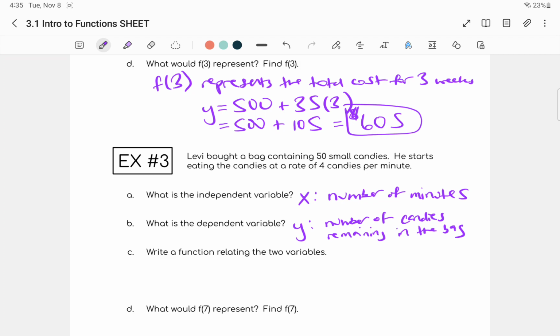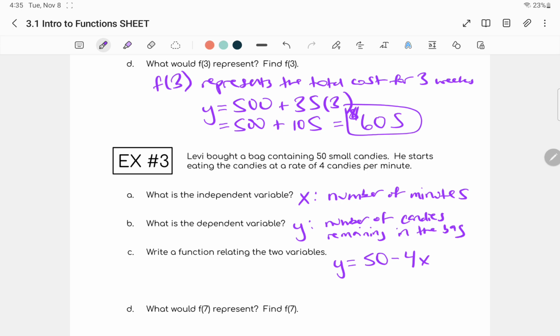So our function is going to be y equals, so our total, right? Our total is still going to be our total. So what did he start with? He started with 50. So our initial, instead of it being a fee, it's going to be our initial amount of candies, which is 50. And now in this case, we're not adding because if he's eating them, right, they are going to be disappearing. So we're going to go ahead and subtract, right? He is eating 4 candies per minute. So we are going to subtract. We're going to take them away. So 4, and then the number of minutes is x, so minus 4x.